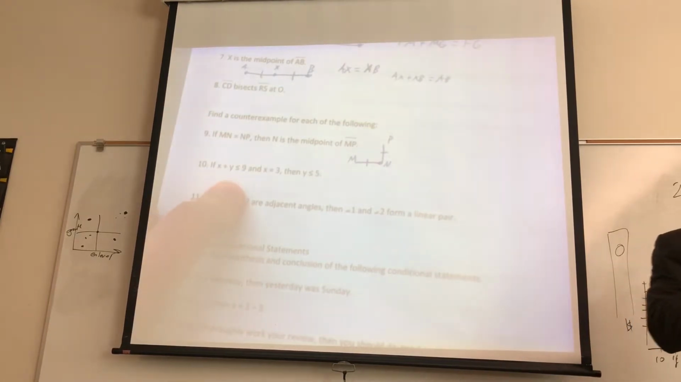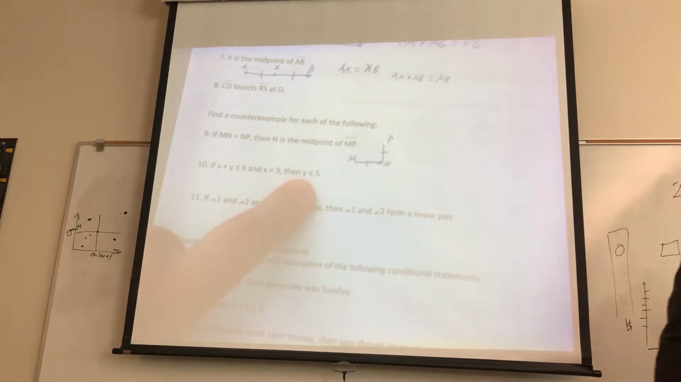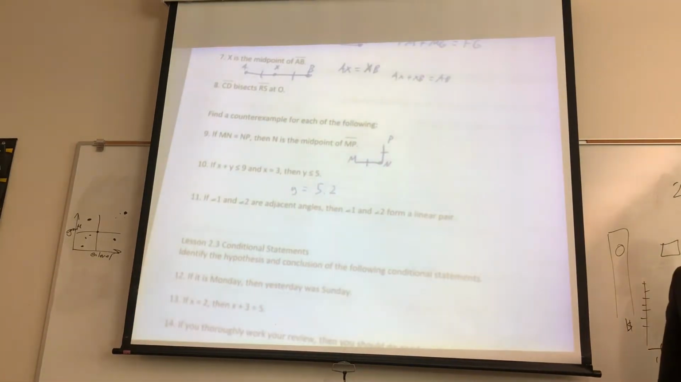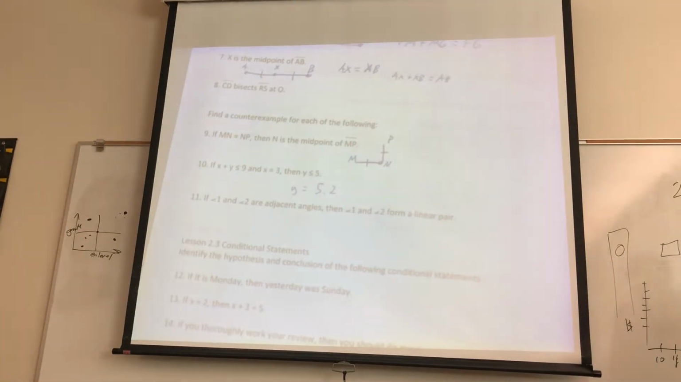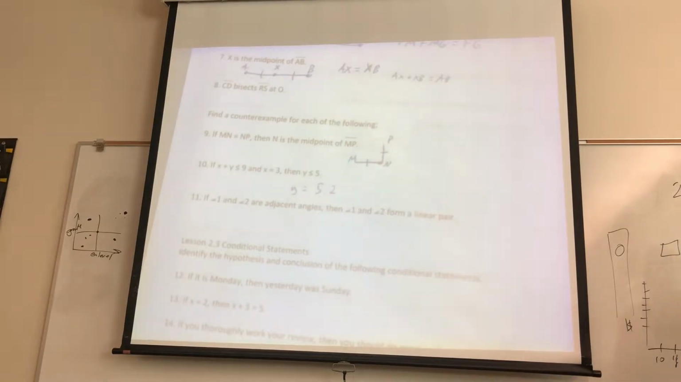If x plus y is less than or equal to 9 and x is 3, then y is less than or equal to 5. Y could be equal to 5.2. And that would only give us 8.2 if x was 3, which would still be less than 9. Okay? We're just looking for that one thing that's going to prove what we've got false.